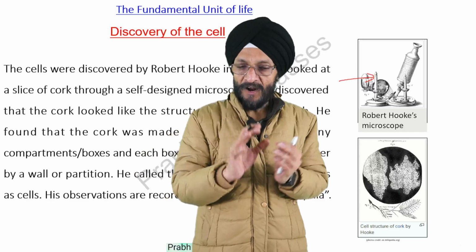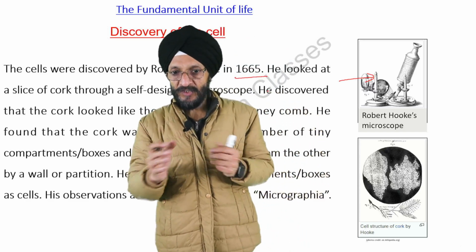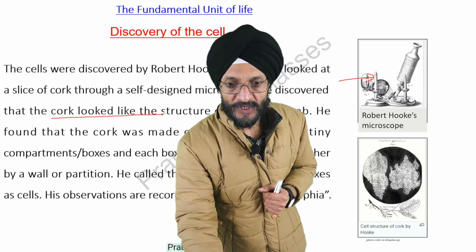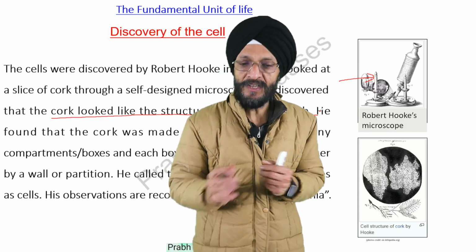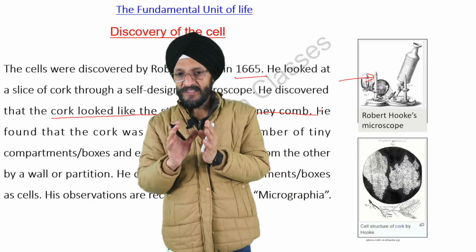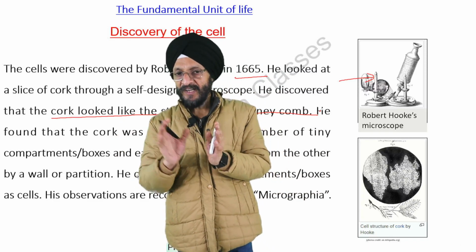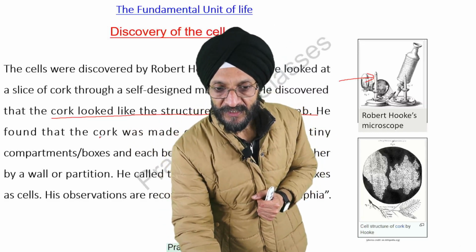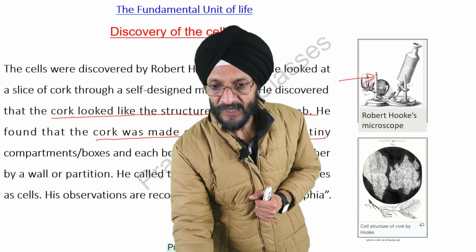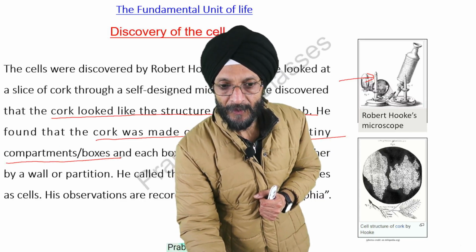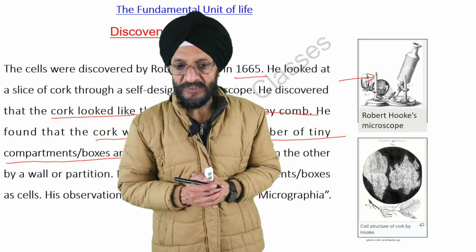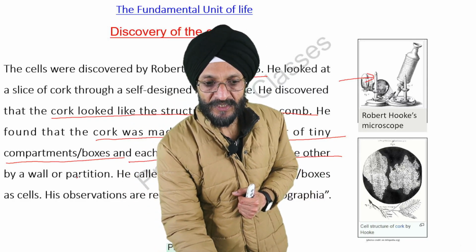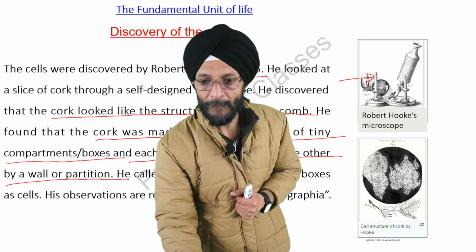What he found after looking at the cork was that it looked like the structure of a honeycomb. That is, the cork was similar to the structure of a honeycomb. He found that the cork was made up of a large number of tiny compartments or boxes, and each box was separated from the other by a wall or partition.